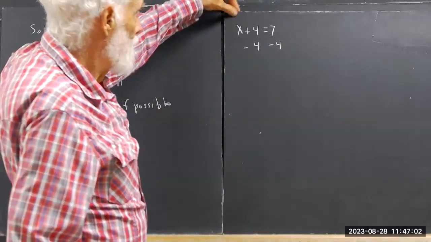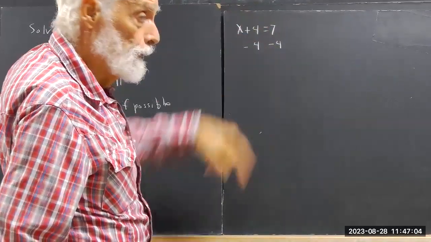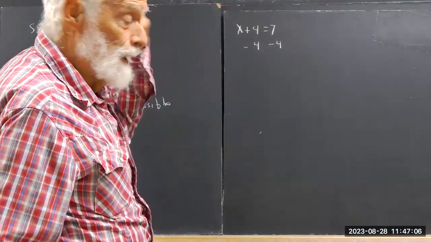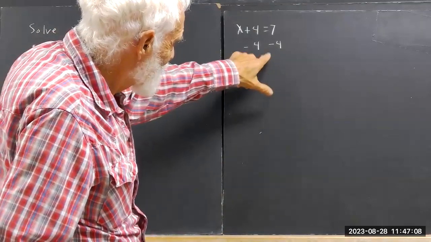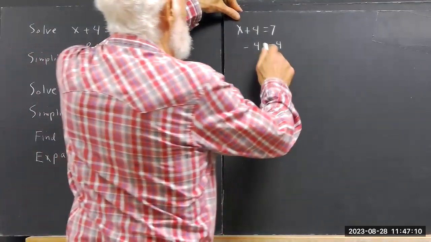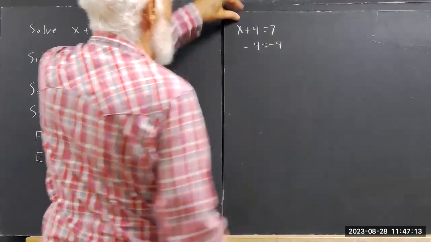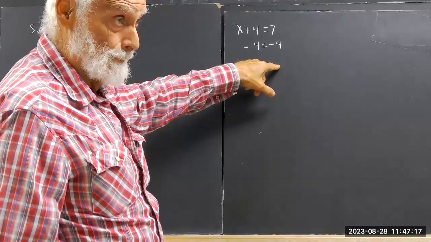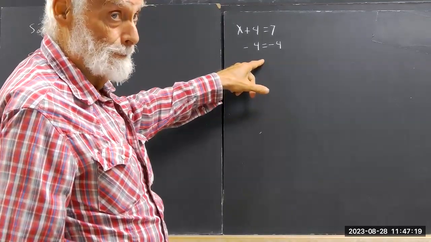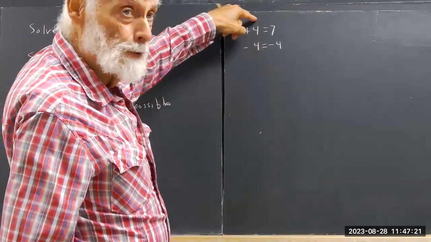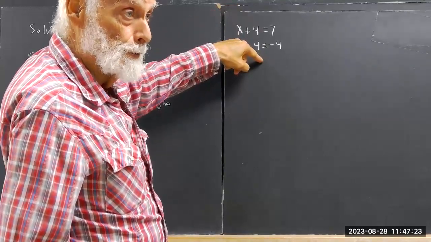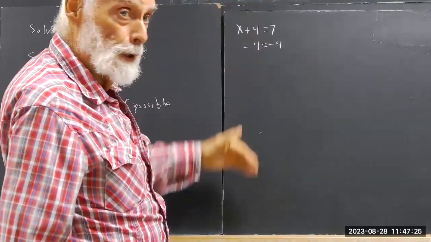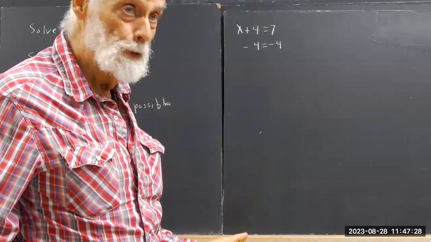Okay, you're going to subtract 4 from this, you're going to subtract 4 from this, and then you're going to have your answer. Now, I don't like seeing this. What you're really doing is you're writing down the equation -4 equals -4. This is a true equation. And if this equation is true, and this equation is true, then if you add the 2 equations, it's still going to be true.